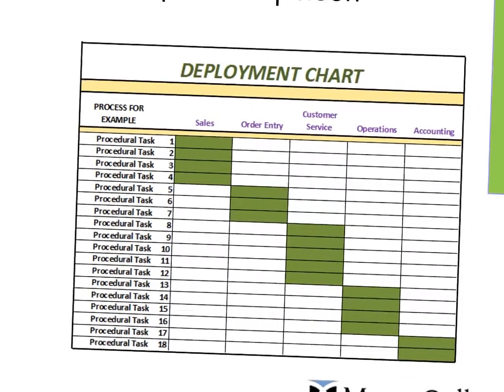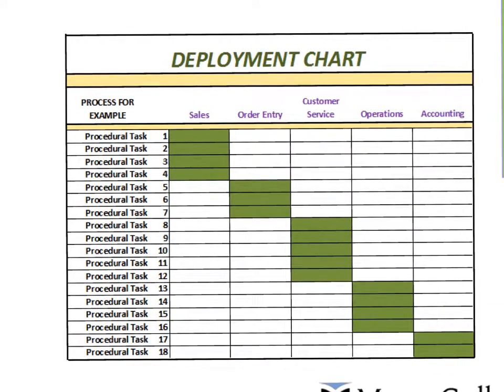So when you look at the deployment chart example here, you can see the people responsible for these are kind of like individual areas. So individuals in the sales department, the order entry department, customer service, operations. Sometimes it works better if there are names in here. So, John, Steve, Mary. That's great, especially if it's a short-term project. If it's a longer-term project, you want to think about organizing it more by departments or professional roles because of turnover, and saying this role is responsible rather than this individual.